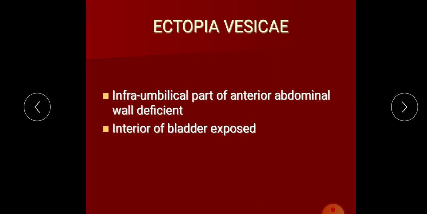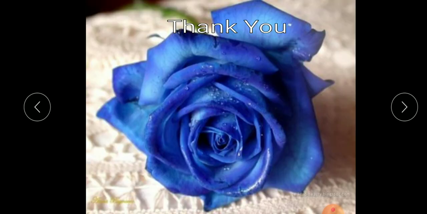The last one is ectopic vesica. Ectopic vesica means the infraumbilical part of the anterior abdominal wall is deficient, and then what happens? The interior of the bladder will be exposed. That condition is what is termed ectopic vesica. So with that, we finish the development and the different anomalies of the bladder.